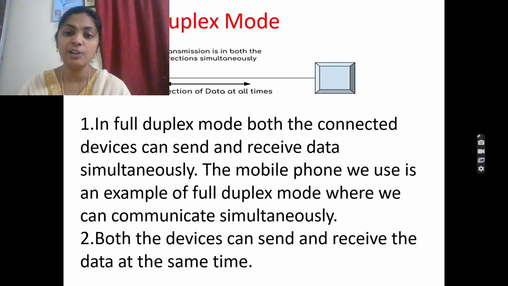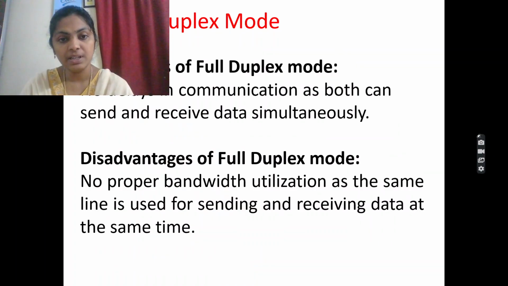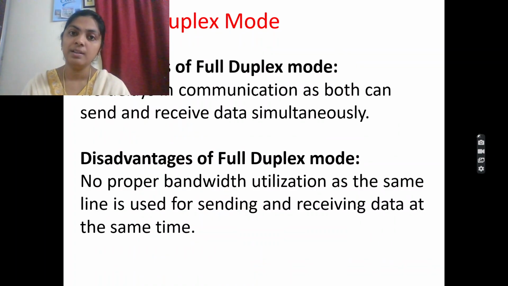The very well known example is our mobile phones. We can both talk at the same time and also receive data at the same time. So the advantage is no delay in communication. Both parties can start communicating simultaneously, sending and receiving at the same time. But what is the drawback? Since the transmission channel is being utilized by both parties at the same time, there may be bandwidth utilization problems and traffic issues will arise. These are some of the disadvantages.